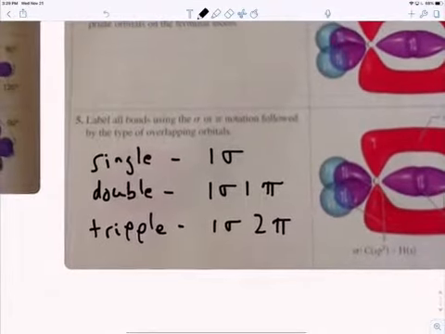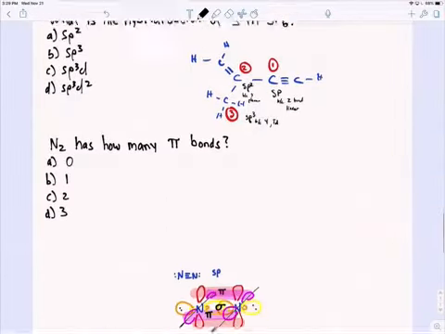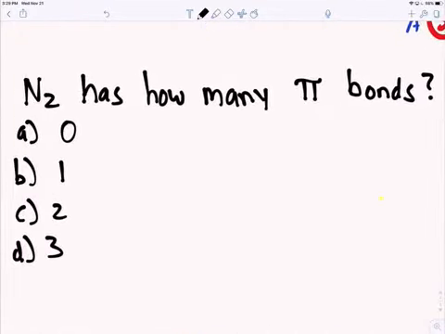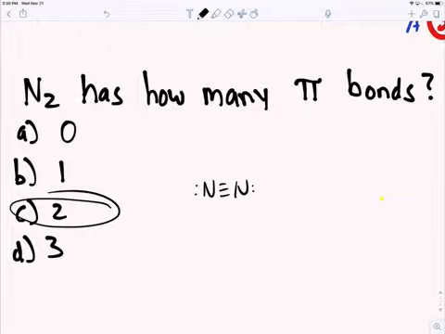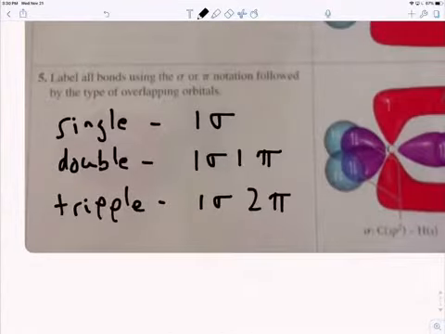Okay. A single bond is a sigma bond. A double bond is 1 sigma, 1 pi. A triple bond is 1 sigma, 2 pi. Nitrogen has how many pi bonds? Everyone's giving me two. It's two. Sweet. It's this one because it's a triple bond. A triple bond means 1 sigma and 2 pi.